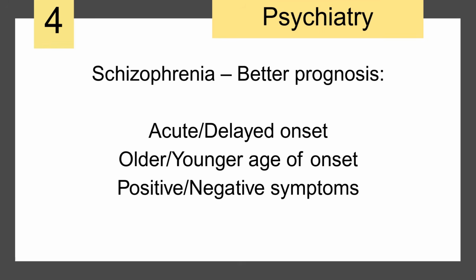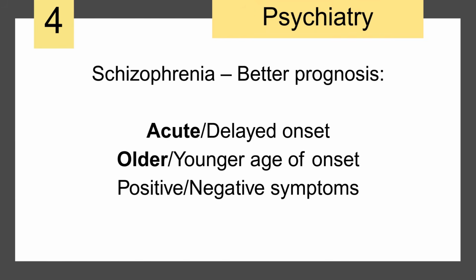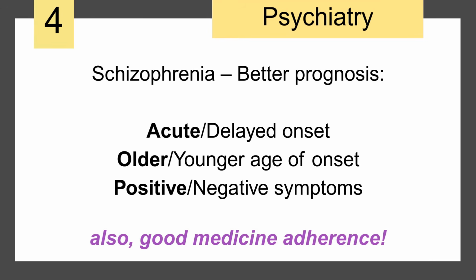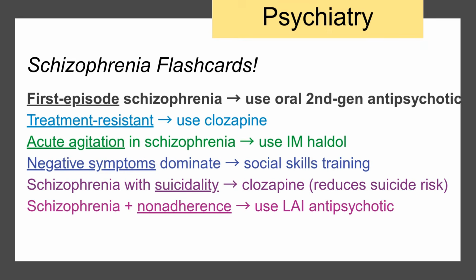Alright, concept 4. For schizophrenia, there's a better prognosis if, which of the following? The onset is acute rather than this delayed onset. The age of onset is when the patient is older. That is, we see the first signs of schizophrenia when the patient is, for example, 40 years old. And when we see positive symptoms, it's easier to treat positive symptoms than negative symptoms. And of course, good medicine adherence leads to better prognosis in schizophrenia. And here are just some schizophrenia flashcards that I put together. Let's go over some important points.